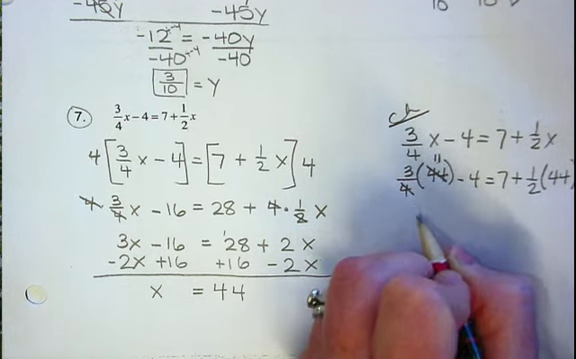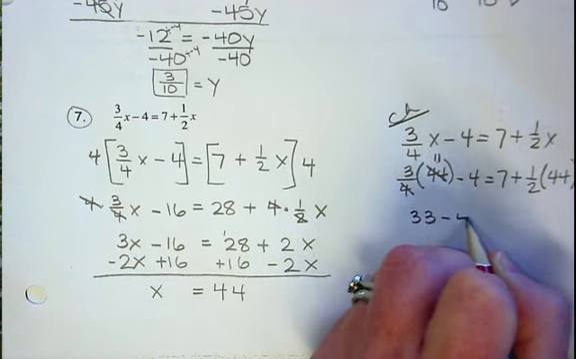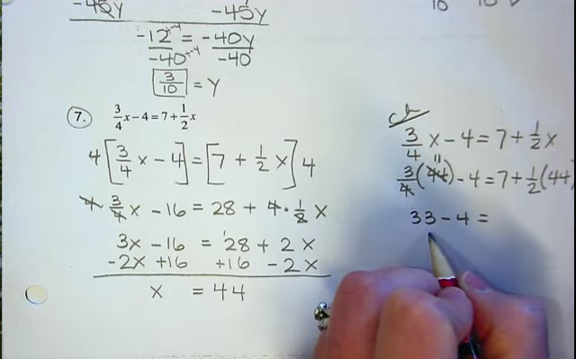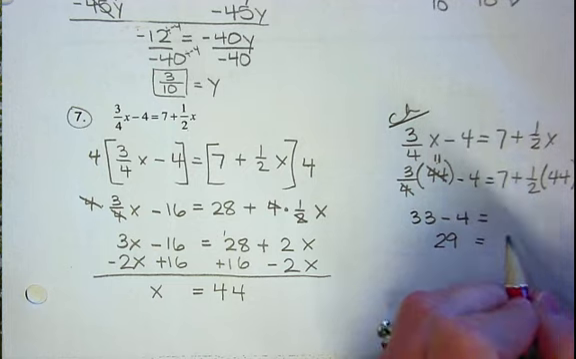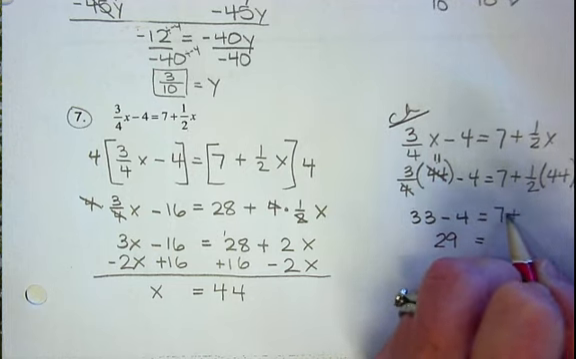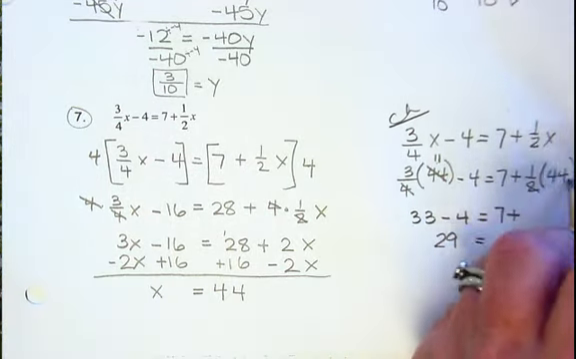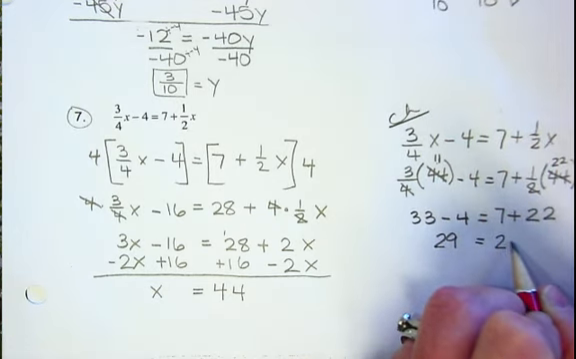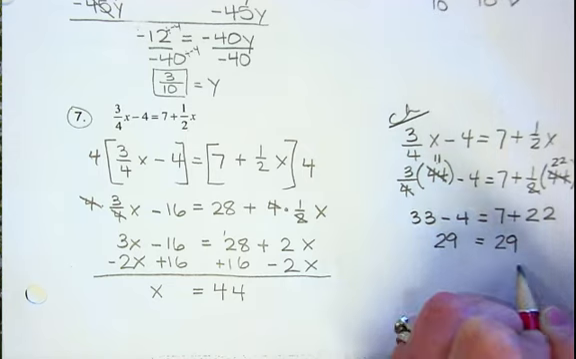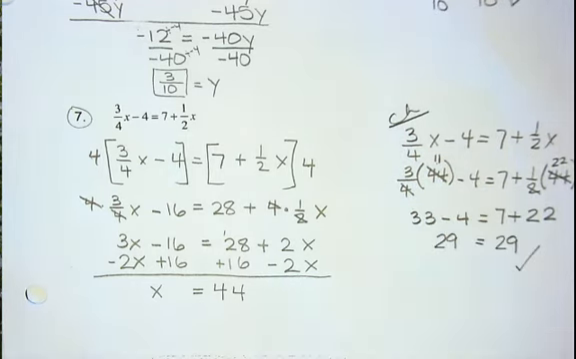3 times 11 is 33 minus 4. I really like to finish one side and recognize what I got over there, and then hopefully I'll get the same on this side. So 7 plus half of 44 is 22. Yay! 22 plus 7 is 29. It checked out.